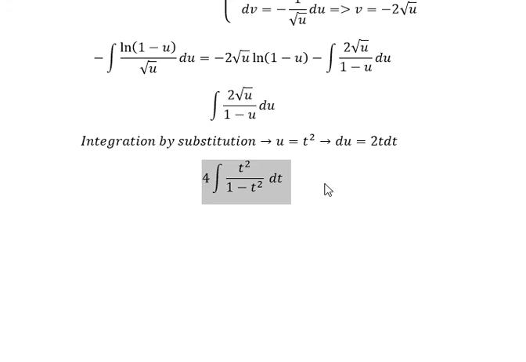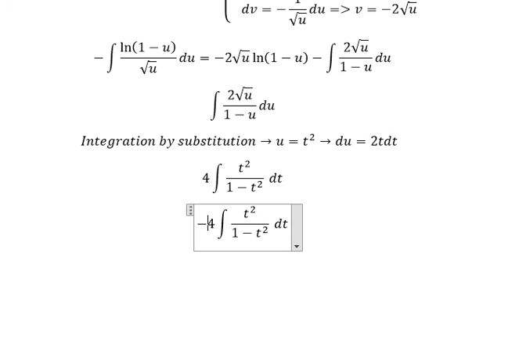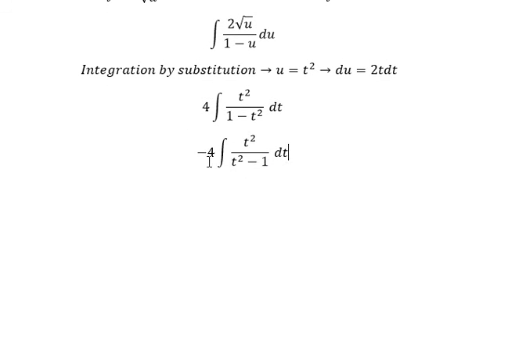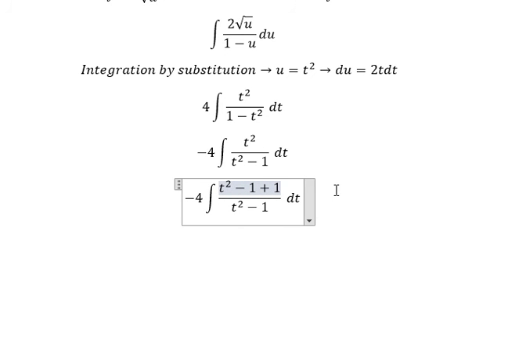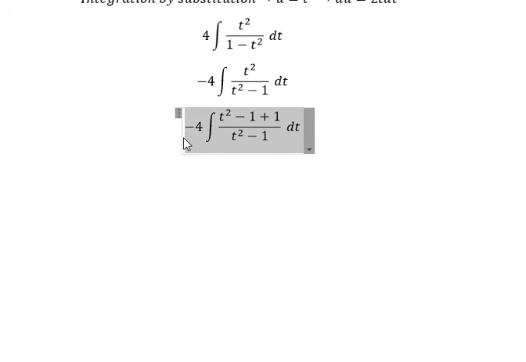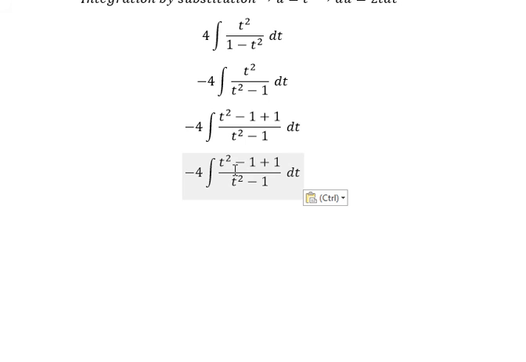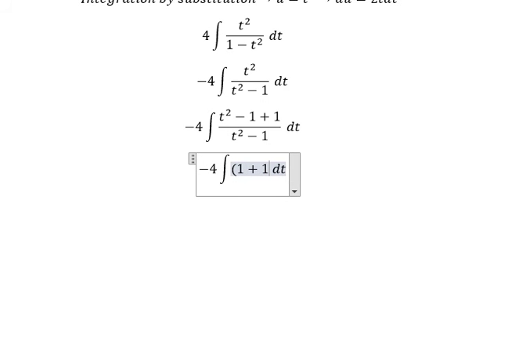So we put negative in here. So in this situation, t squared minus 1. Next, I will put negative number 1 plus number 1. t squared minus 1 divided by t squared minus 1. You will get 1 plus 1 over t squared minus 1.